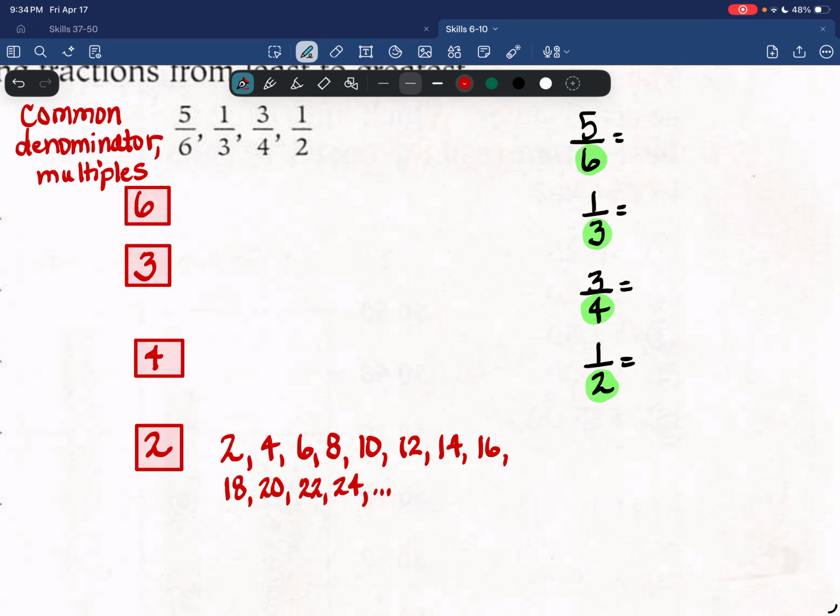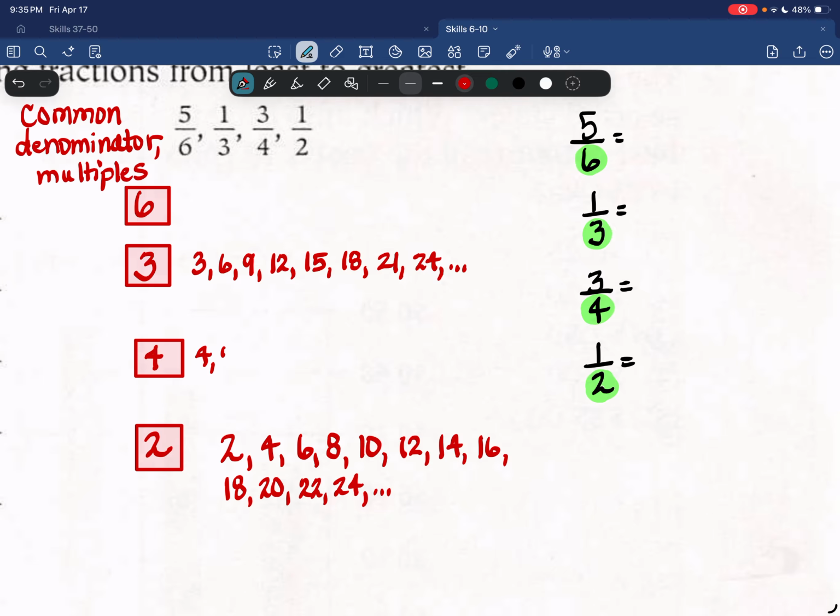So then I will move to the next smallest denominator and list those multiples. So I have 3, 6, 9, 12, 15, 18, 21, 24, and I think I'll stop there. Again, the ellipsis just says this would keep going if I wanted to do that.